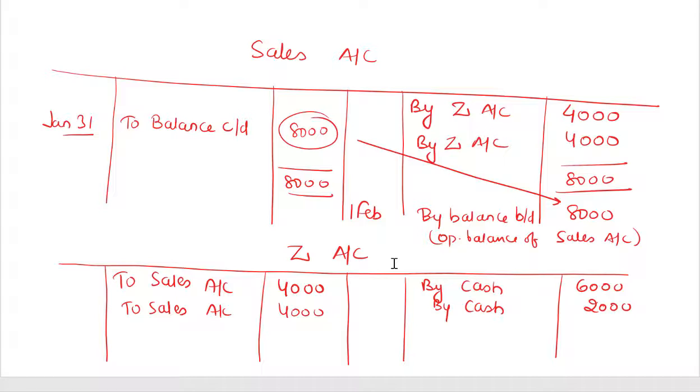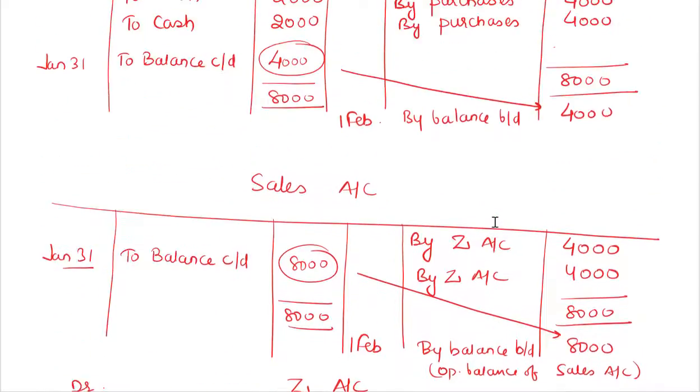Let's try to close Z account. This is debit side. This is credit side. This is 6 plus 2, 8. And this is 4 plus 4, 8. So this account tallies automatically. There is no debit balance, there is no credit balance. This account tallies automatically.